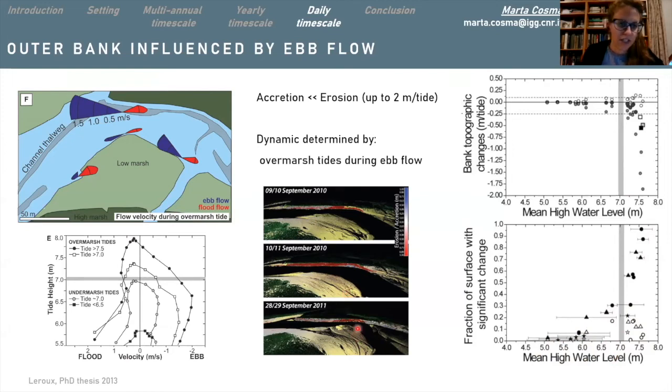Here you can see that the accretion can be really localized in the outer bank, and it can be a little bit more diffuse. And this is again related to the flow pattern of the ebb flow. So the outer bank is definitely influenced by the overmarsh tide, so the higher tide during the ebb flow.